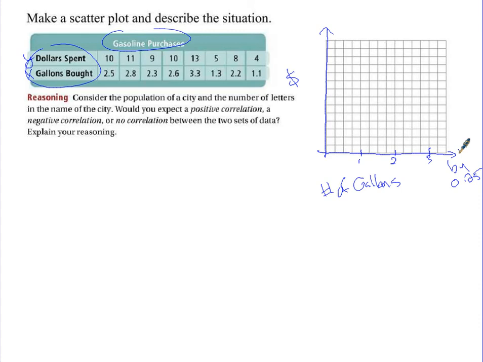All right, now let's come up with a good scale for money spent. Yeah, by ones. We got to make it all the way to 13, and we have 14 lines here. We go all the way down to 4, so starting at 0 is going to be fine, and we'll just go by ones. So 1, 2, 3, 4, 5, 6, 7, 8, 9, 10, and then 14 all the way at the top. Now what? Okay, so let's get all the dots on there.